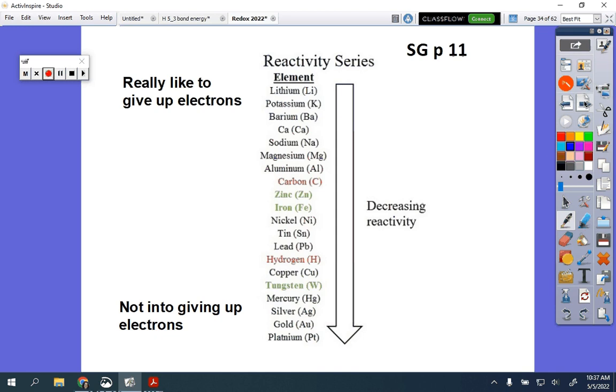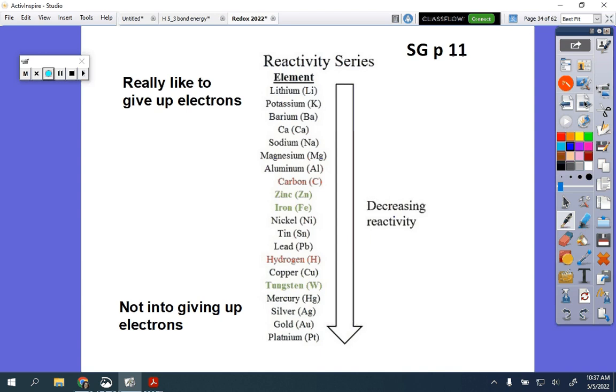I'll give you an example of that in a few minutes. All right. The idea, though, here is the elements at the top are the most reactive ones, in that in the context of redox, they really, really want to give up their electrons. They just, here, take them, please, you know? And then down here, as we go down, we get elements that are less and less likely to give up electrons. They become less reactive.